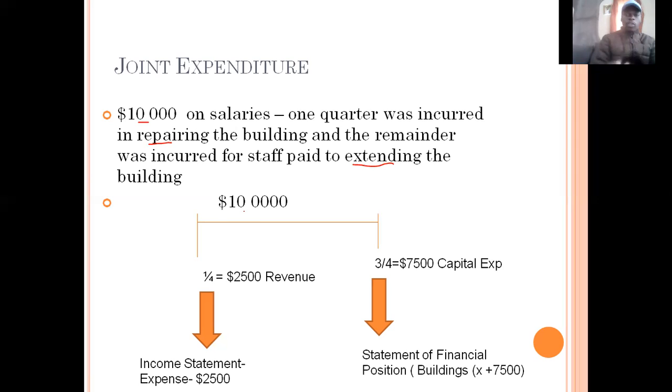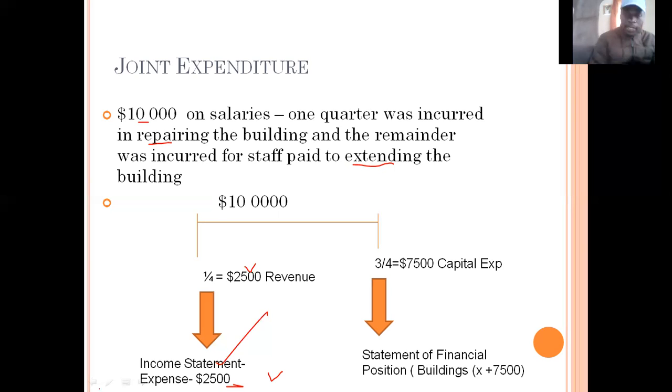1/4 was incurred in repairing the building. So 10,000 divided by 4, we get 2,500. This 2,500 is revenue expenditure, and revenue expenditure should be recorded in the income statement under expenses. Then we move on to the other portion of this same 10,000, the 3/4. 10,000 divided by 4 multiplied by 3, 7,500 becomes a capital expenditure.